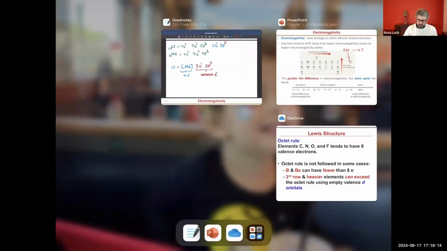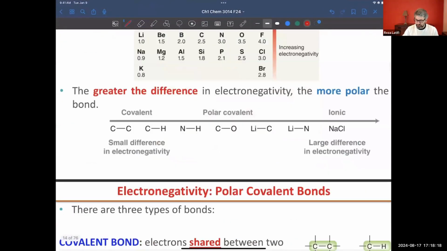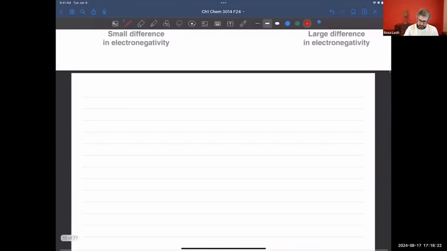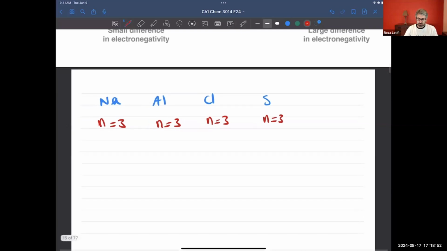For example, if you are talking about elements like sodium, next aluminum, and chlorine versus sulfur, all of them belong to the third layer. So in that case, because all elements belong to the third layer, we're going to sort them based on their number of protons. Sodium has 11 protons, aluminum 13, chlorine 17, and sulfur has 16 protons. We say electronegativity increases to the right side of the periodic table, and we are sharing the same N.